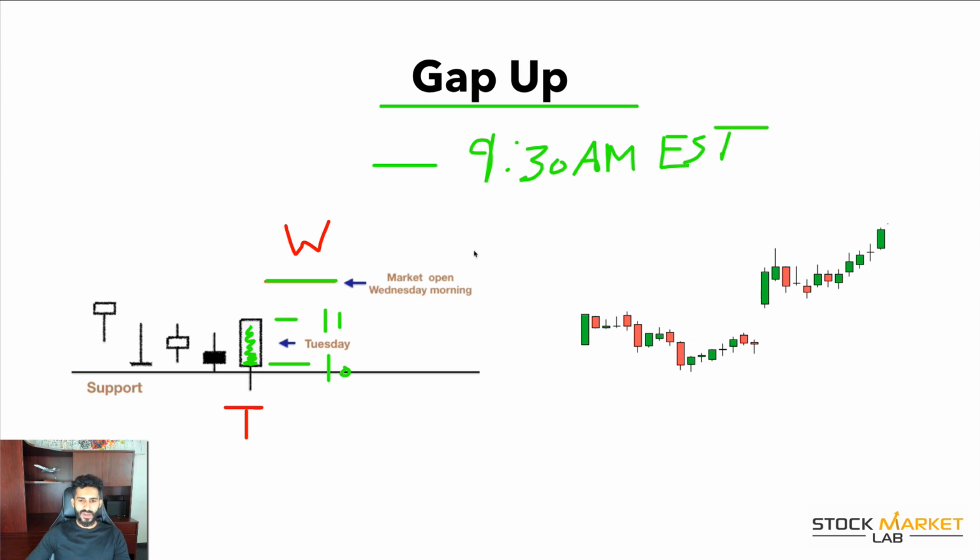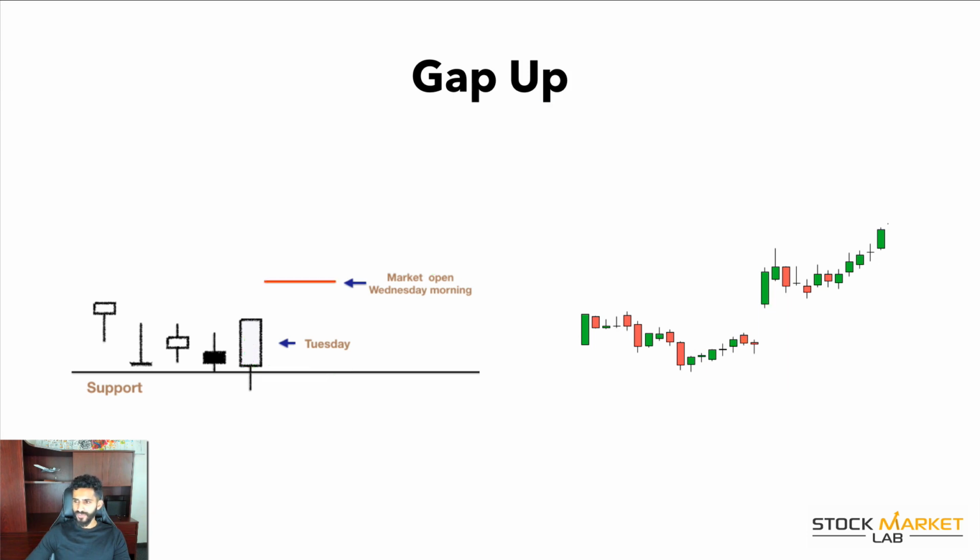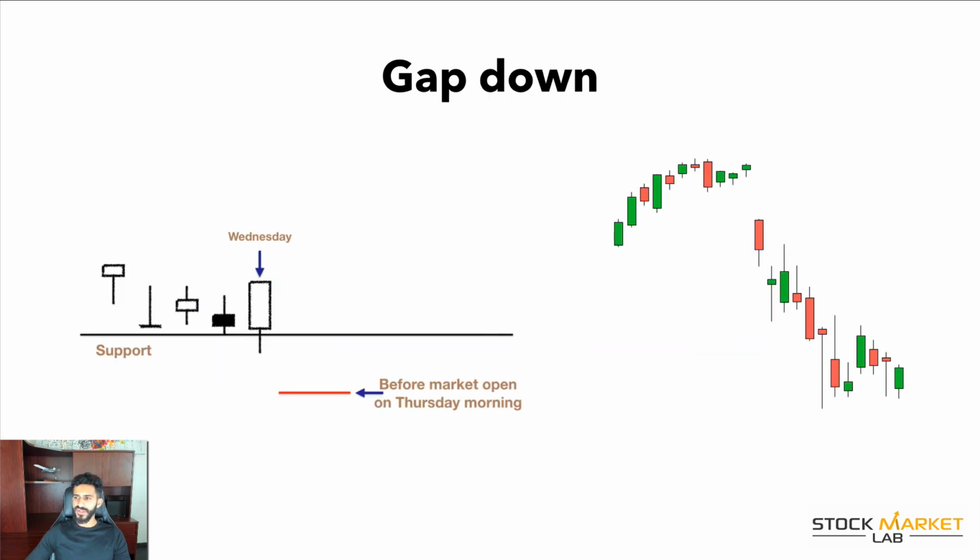The first transaction would have to happen above 11. Not at 11, I'm sorry, above 11. So let's say 11.50, let's say 12, let's say 13. Whatever number above 11 will be considered a gap up. And it would look something like this. There's no trading activity during normal market hours at this point. That's why there's a gap up. A gap down would be the opposite.